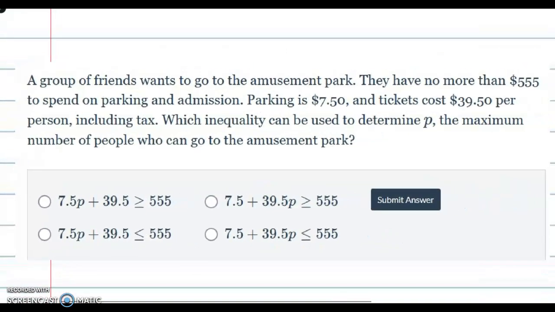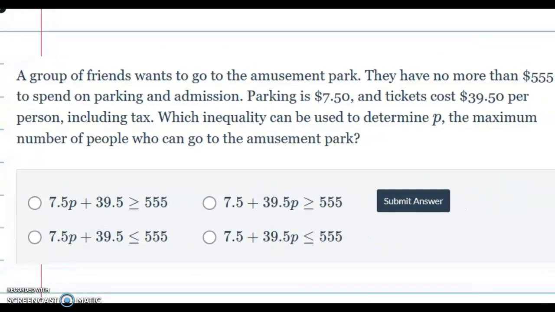Alright, so a group of friends wants to go to the amusement park. They have no more than $555 to spend on parking and admissions. Parking is $7.50, and the tickets cost $39.50 per person, including tax. Which inequality will be used to determine the P, the maximum number of people who can go to the amusement park?